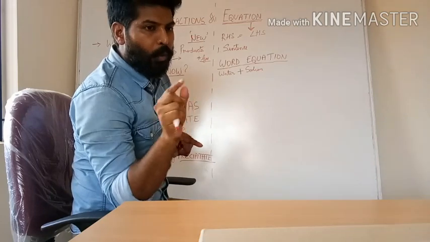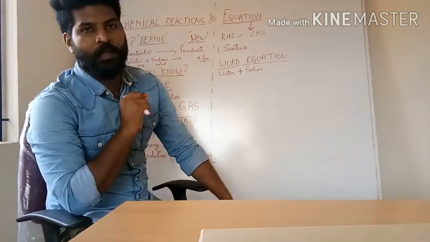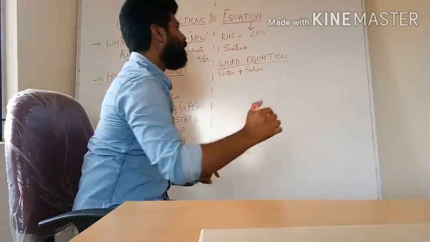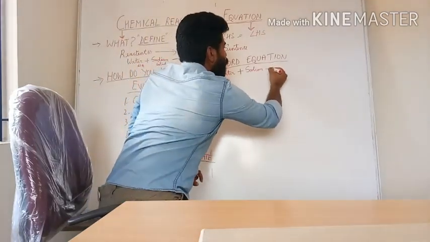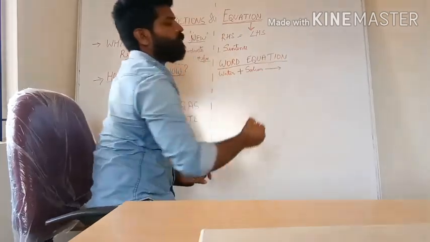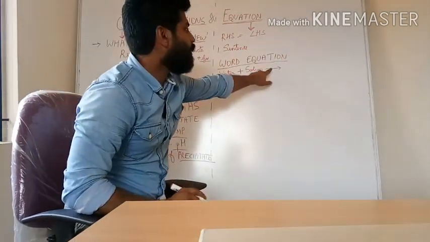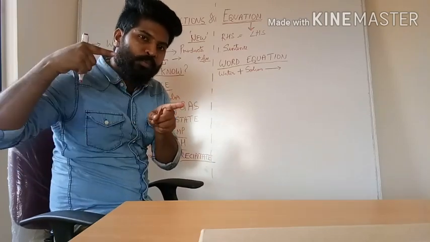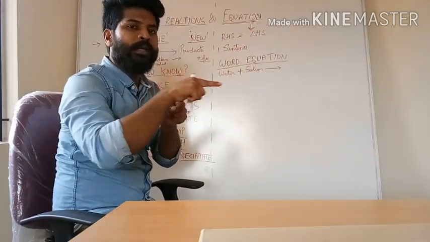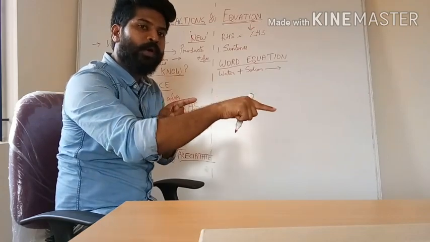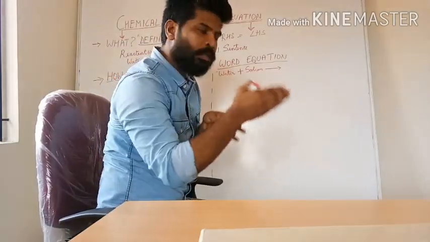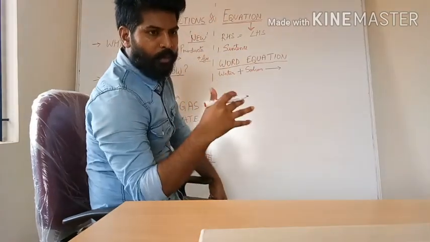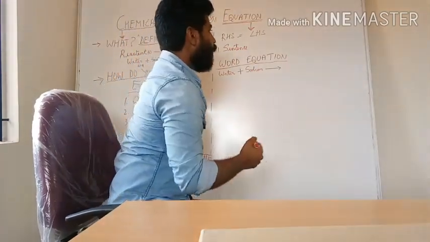There is no equal to symbol in a chemical equation. In a chemical equation we do not use the equal to symbol, rather we use an arrow mark. An arrow mark tells us that the reaction is progressing in the forward direction. It is moving ahead in the forward direction. What is the forward direction? Forward direction means it is producing a product. A product is formed.